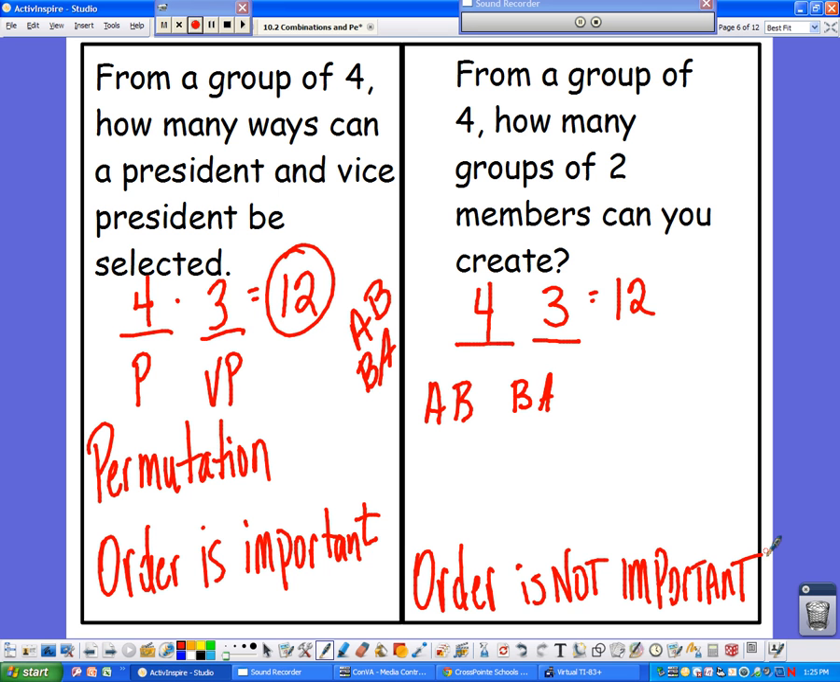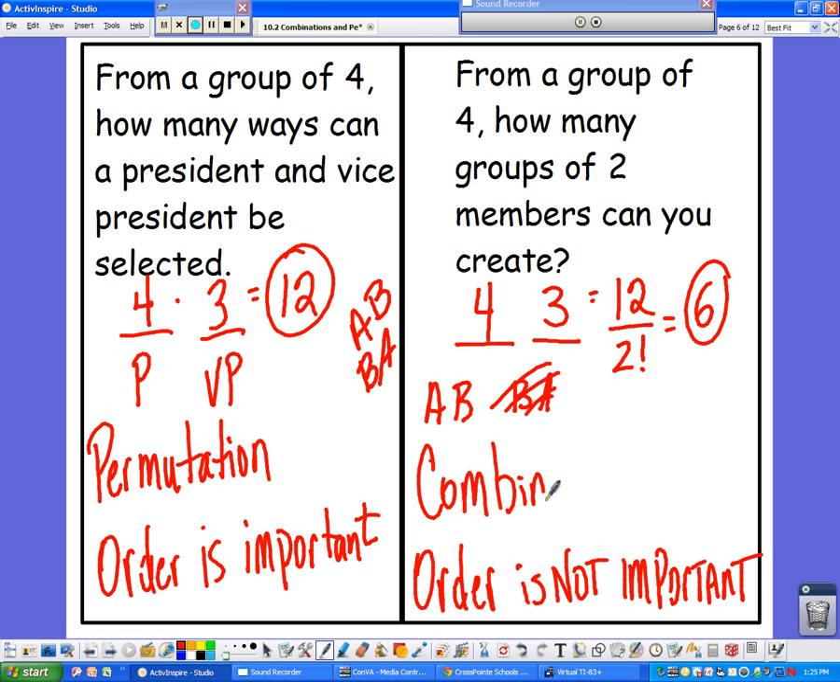And so we have to make sure and take out those repeats. And the way you take out those repeats is we've got 2 spots to fill. So you're going to divide by 2 factorial. Well, 2 factorial is 2, so your answer ends up with 6. Okay, and this is called a combination.